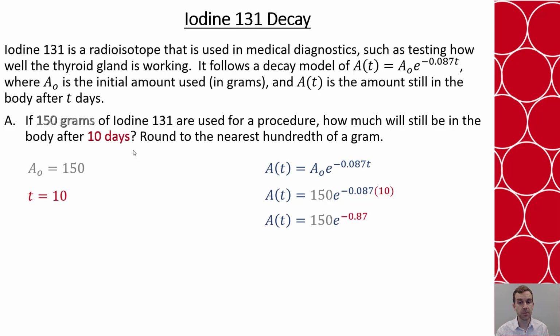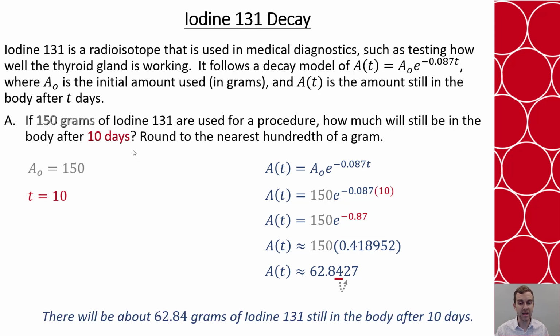And Desmos can help us with that simplification, or another calculator, so that we're looking at approximately 62 and 8,427 10,000ths grams. Or since we're rounding to the hundredth, we look at our hundredth place, look to the right, and that's telling us we're going to keep that as 84 hundredths. So there are 62 and 84 hundredths grams of iodine 131 still in after 10 days.